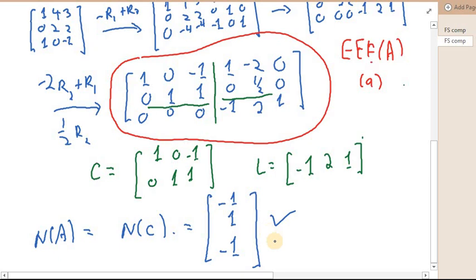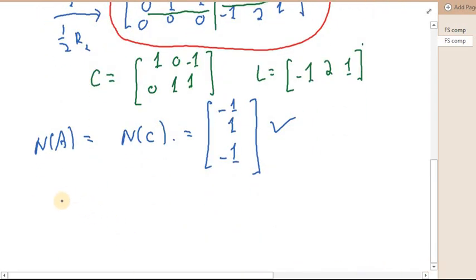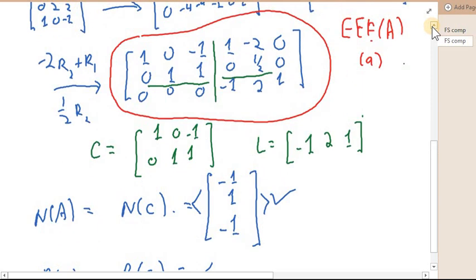All right, so the next one was the row space of A. Similarly, the row space of A is equal to the row space of C. And so that's equal to the span. Here, I'm sorry, I should say the span of this vector. So the row space of C is going to be the span of the rows of C, and the rows of C were 1, 0, minus 1, 0, 1, 1.